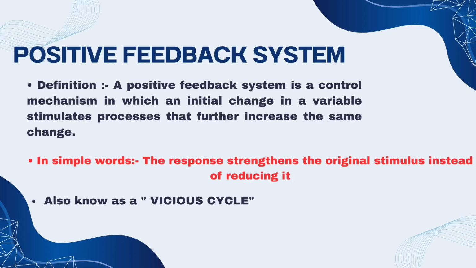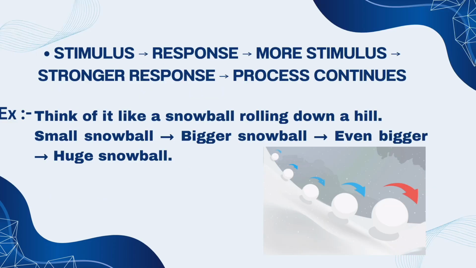So what is a positive feedback system? A positive feedback system is a control mechanism in which an initial change in a variable stimulates processes that further increase the same change. In simple words, the response strengthens the original stimulus instead of reducing it. So it's also known as a vicious cycle. Let me tell you an easy formula to remember this: if we get any stimulus, that will cause a response, and that response will cause more stimulus. That more stimulus will further cause a stronger response, and this process continues.